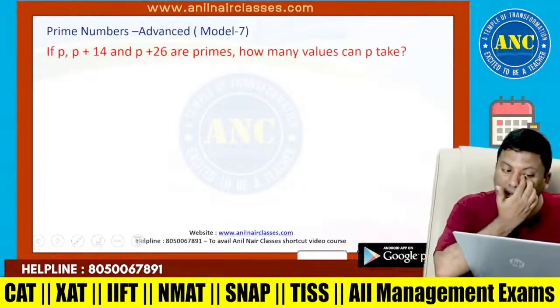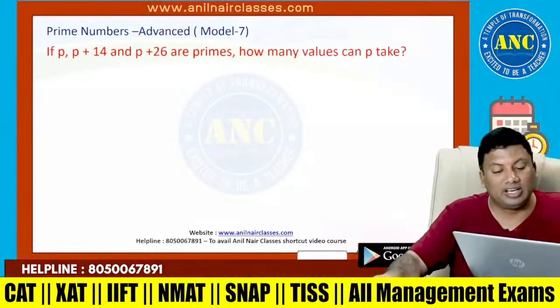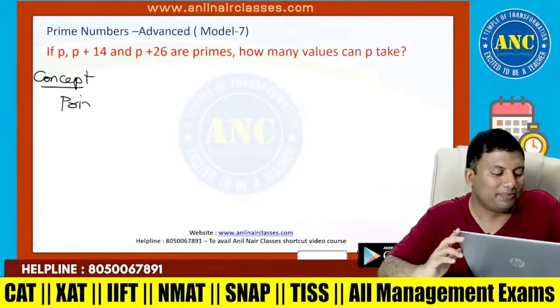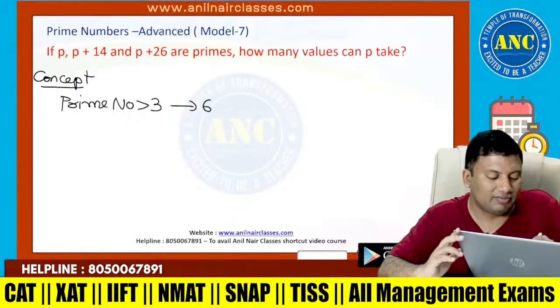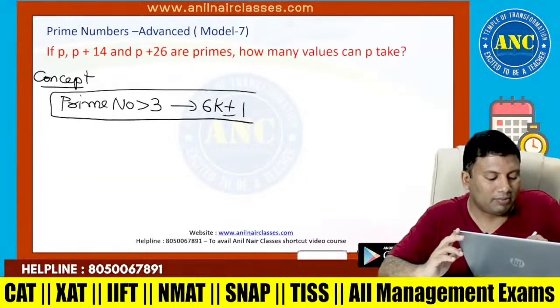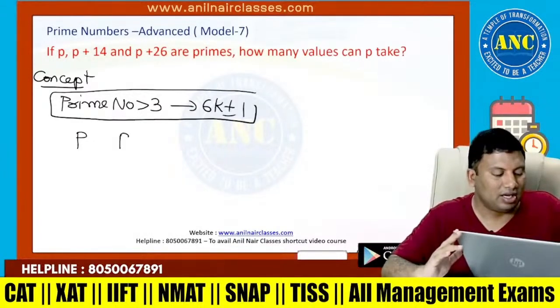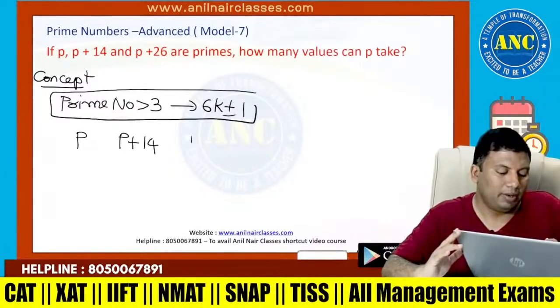Next, P plus 14, P plus 26 are prime numbers. What is the concept that we are using? Any prime number greater than 3 is of the form 6k plus or minus 1. Numbers are P plus 14 and P plus 26.